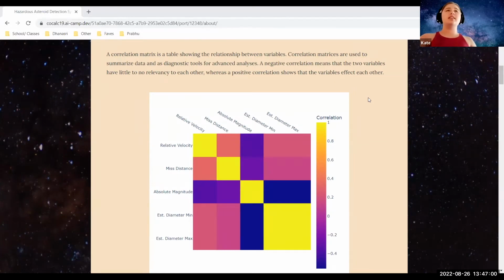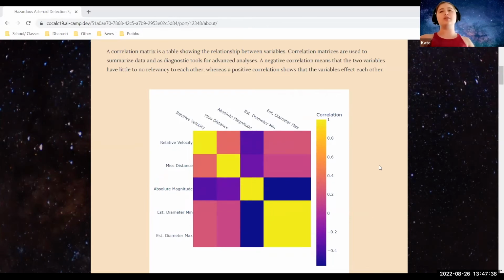These can be applied to anything, and they are used basically worldwide by data scientists to help prove theories, et cetera. Negative correlation is in the cooler color for this chart, and that means that the 2 variables have little to no relevancy to each other, or they don't interact very much. The warm colors in this chart show that the variables do have a direct effect, where you can see relative velocity and relative velocity have a 1-to-1 correlation because they are the exact same thing. But miss distance and relative velocity, you can see their connections because they are in a warmer color.